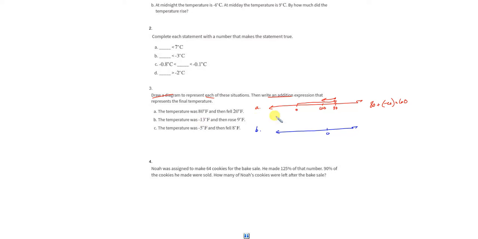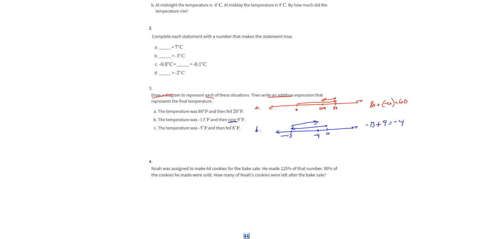The temperature is at negative 13, so we're going to go back here to start. And from that point, there was a change, and the change was that the temperature rose 9 degrees. So if we rise 9 degrees from that point, it's going to land us not quite to 0, but before it, and we can find out what that point is if we subtract 13 and 9, which gives us negative 4. And that's the diagram of it, and of course the addition expression would be negative 13 plus 9 equals negative 4.